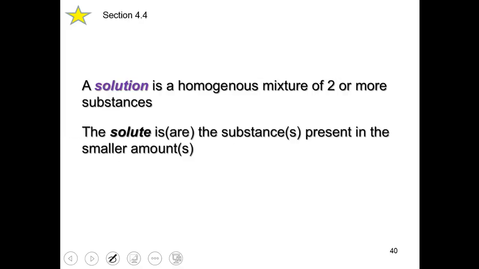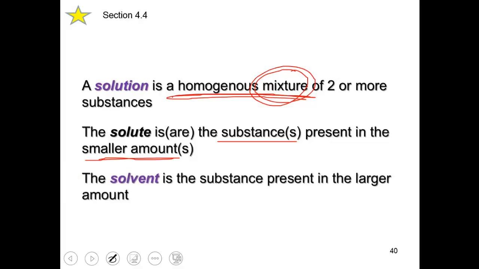There are always two parts of a solution. Again, a solution is a homogeneous mixture. So we can always separate at least the parts of a mixture by a physical process, and that goes back to chapter 1. Now, it comprises two parts: the solute, which is the portion that is present in the least amount, the smaller amount, whereas the solvent is present in the larger amount.